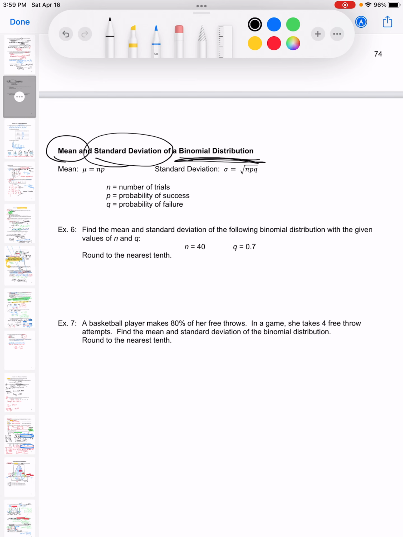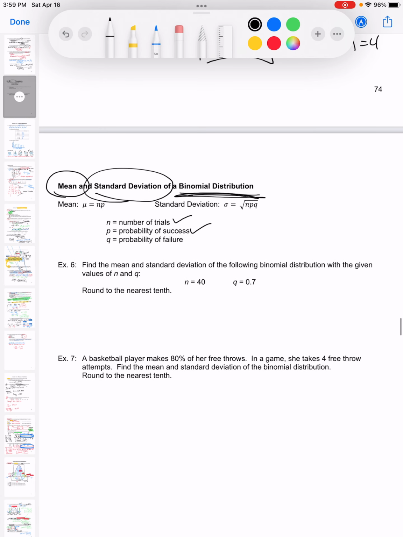Our n and p we've been using, and remember q from way back at the very beginning of the section, q is our failure. So it's going to be 1 minus p on there. So we've actually seen all of these before. So in example 6, I gave us n and q. So I need to find p. So I'm going to do 1 minus 0.7. That's going to give me 0.3. And that's always going to be the case. You got to find the missing one. I gave you one, you got to find the other one.